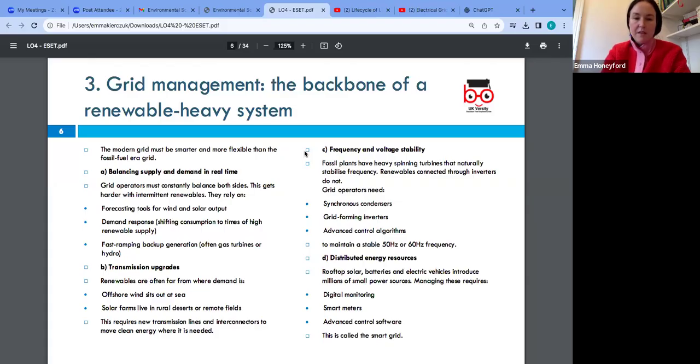Offshore wind sits outside at sea. Solar farms live in rural deserts or remote fields. So this means that we do need to look at how we use technology. We need new transmission lines and new interconnectors to move clean energy to where it is needed. So obviously there is going to be an impact.